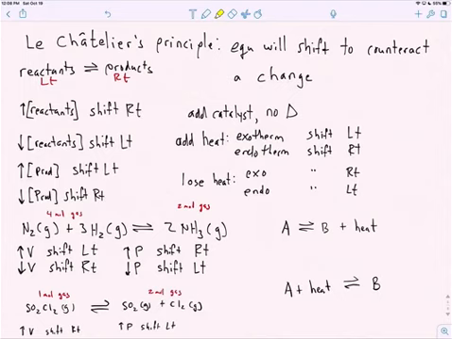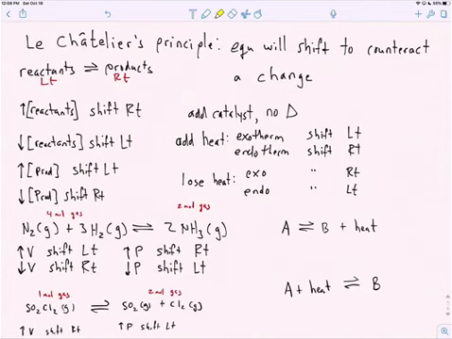Okay, but let's go back to chemistry. Reactants and products at equilibrium: reactants are on the left, products are on the right. If the concentration of reactants increases, that means the system is out of equilibrium and there are too many reactants. The system wants to get rid of reactants. How does the system get rid of reactants? It shifts right to form more products.